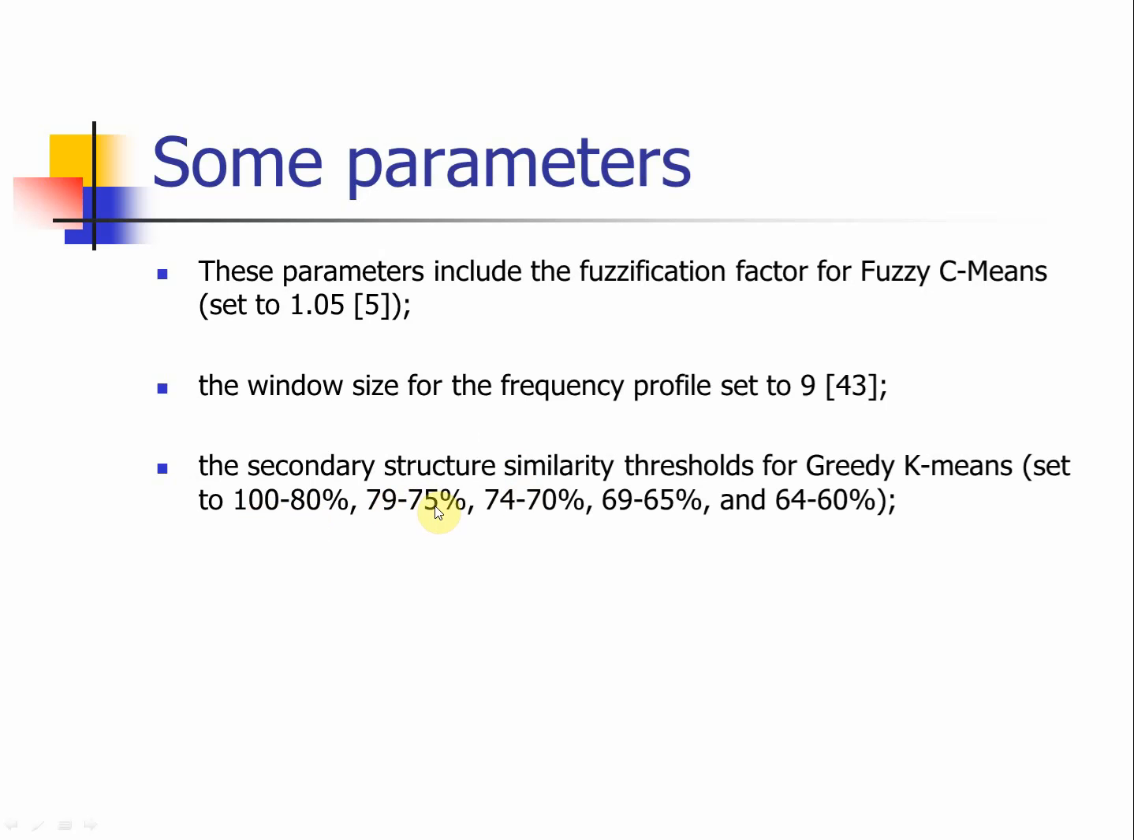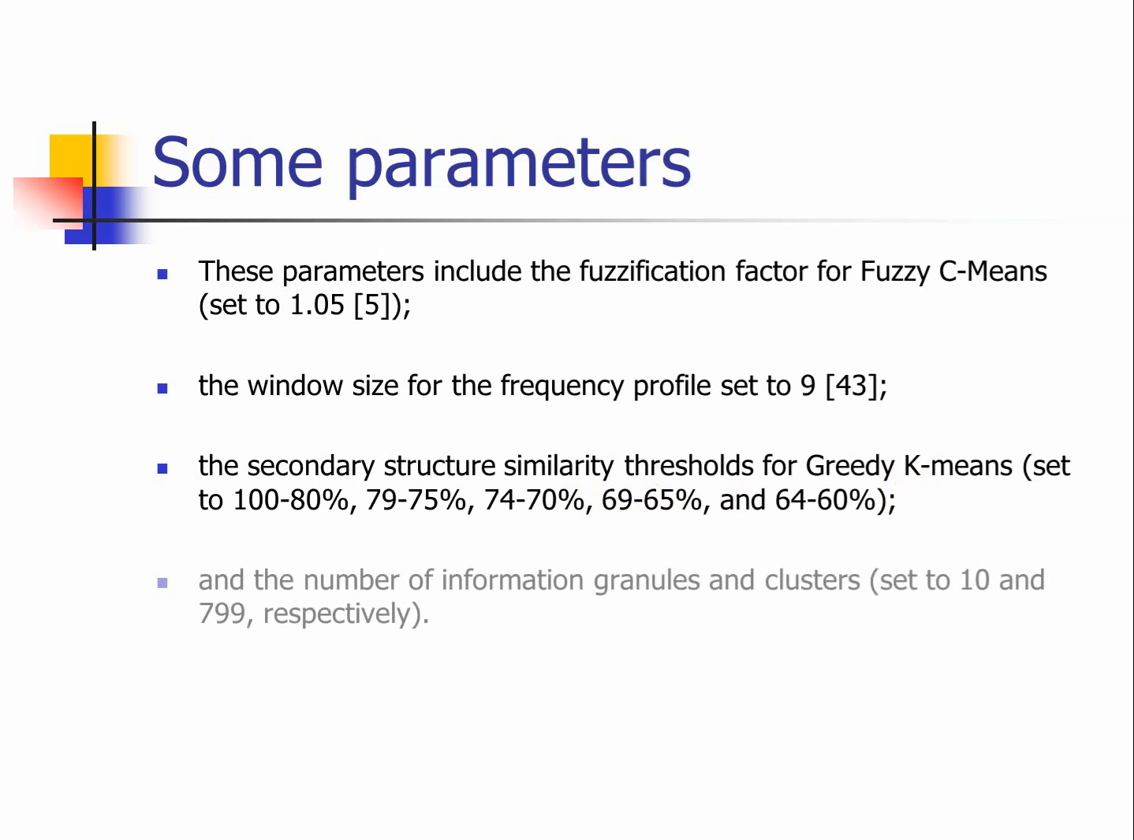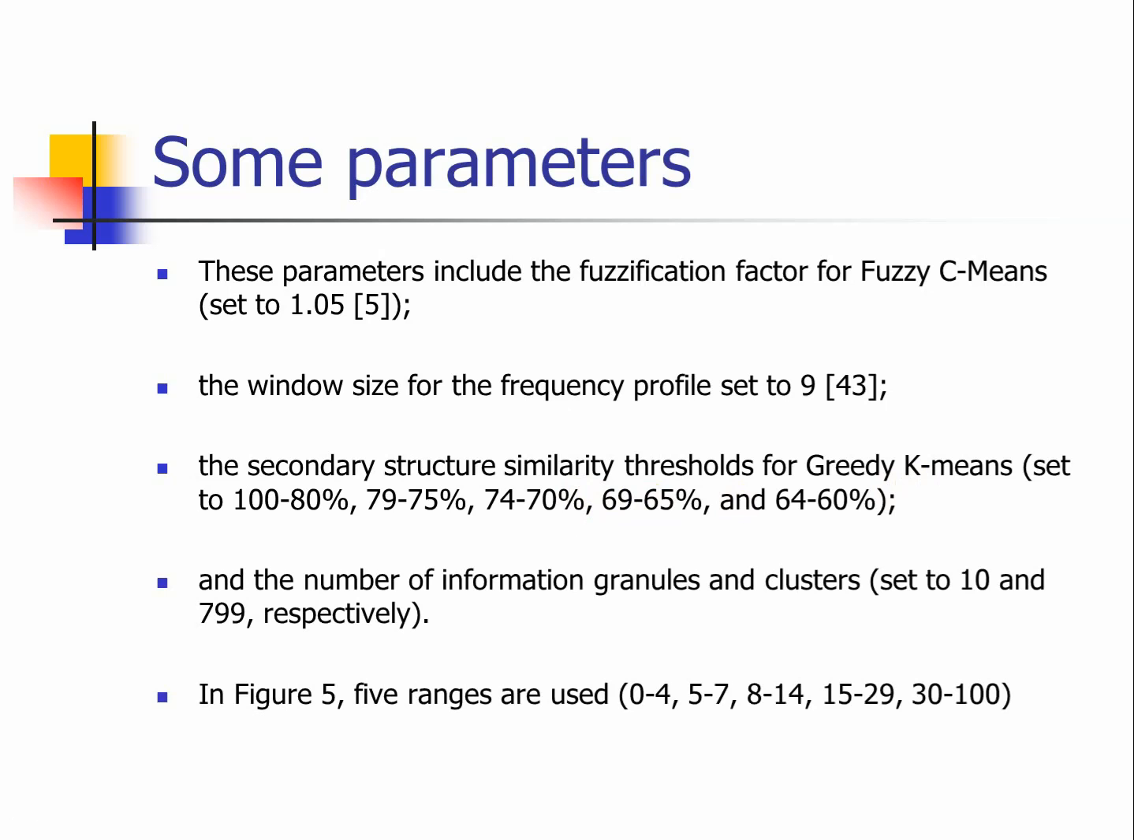And there are some between 79 to 75, and 74 to 70, so that, if you remember correctly, up to this point all of these clusters are considered structural homology. So they are great examples to use to predict protein 3D structures. The rest are less interesting, so we use them less in the prediction. The number of information granules and clusters are set to 10 and 799 respectively. And the ranges that we used are 0 to 4, 5 to 7, 8 to 14, 15 to 29, and 30 to 100.